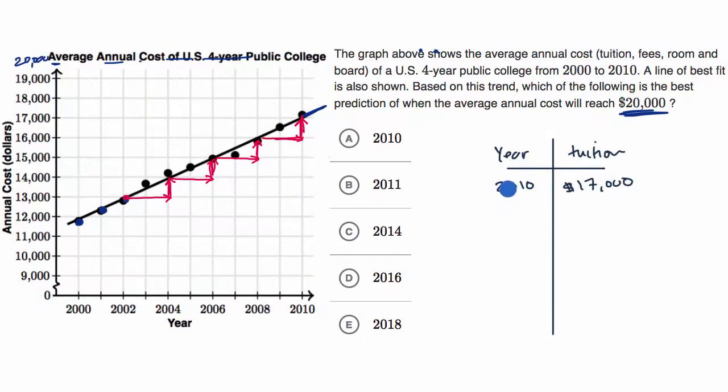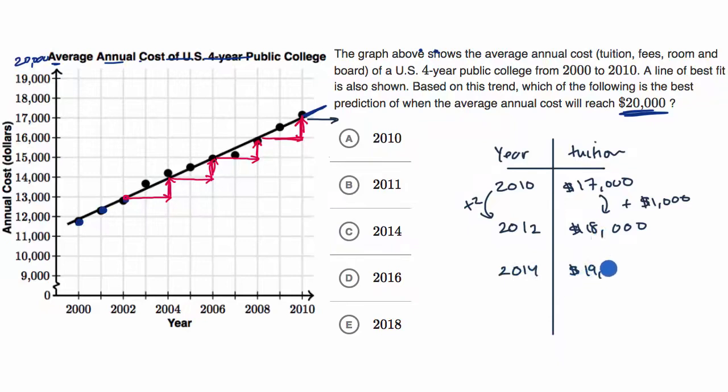So let's add 2 years to this. So 2012. So I'm adding 2 to that. And then we would expect that our tuition goes up by $1,000. So we would get to $18,000. Then we can do that again. We can go to 2014. We would expect this to go up by another $1,000.